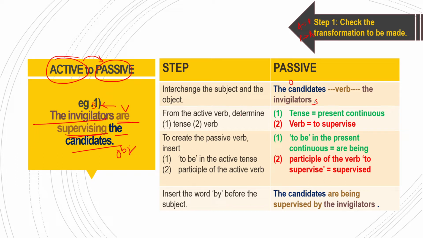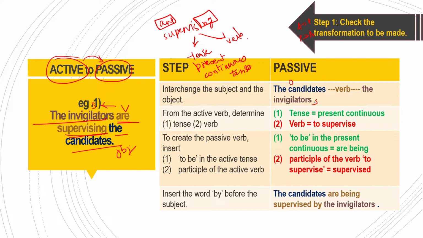Now you have the active verb, that is are supervising. From this active verb you need to pull out two things: the tense of this verb, and the verb itself. So the tense: are, and then you have the ing. Are tells you it is present, ing tells you it is continuous, so it is the present continuous tense. And you need to pull out the verb. The verb is to supervise. That's pretty easy. So the tense is present continuous, the verb is to supervise.